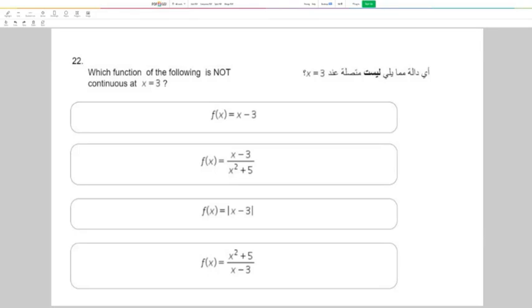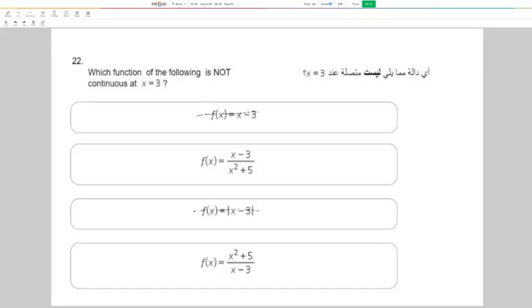Which of the following functions is not continuous at x equals 3? So first of all, in order for a function to not be continuous, it has to be a fraction. So here we have this one. It's not the correct answer because it's not a fraction. And this one will be wrong too. So here we have two fractions.